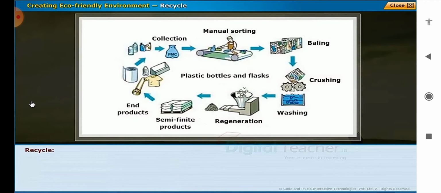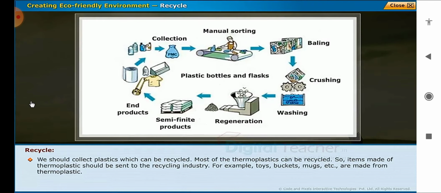Recycle. We should collect plastics which can be recycled. Most of the thermoplastics can be recycled. So items made of thermoplastic should be sent to the recycling industry. For example, toys, buckets, mugs, etc. are made from thermoplastic.